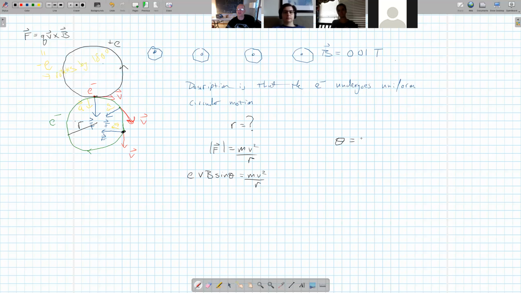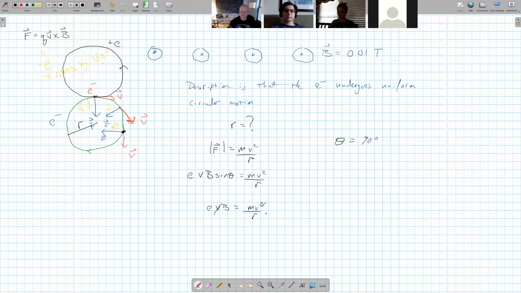Go for it, Jolie. It's gonna be 90 again, right? Because again, the velocity is always in the xy plane. Magnetic field is in the z direction, which means the angle is always gonna be 90 degrees. So it's gonna be e times vB is equal to mv squared over r.